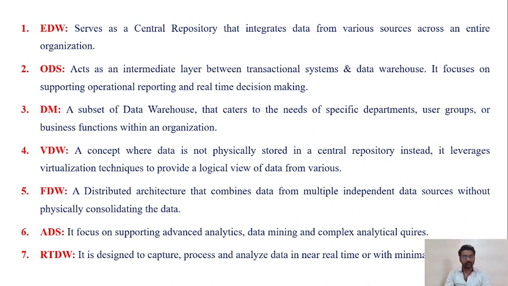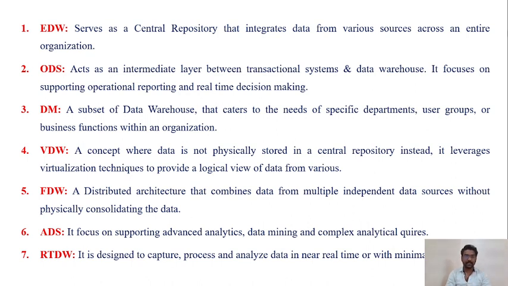Once we come to the fifth type, which is called a federated data warehouse, a distributed architecture that combines data from multiple data sources. So the architecture is distributed here. It combines data from multiple independent data sources without physically connecting to the data. So the data will not be connected physically, but the sources can be taken from multiple places and it will be distributed to the architecture.